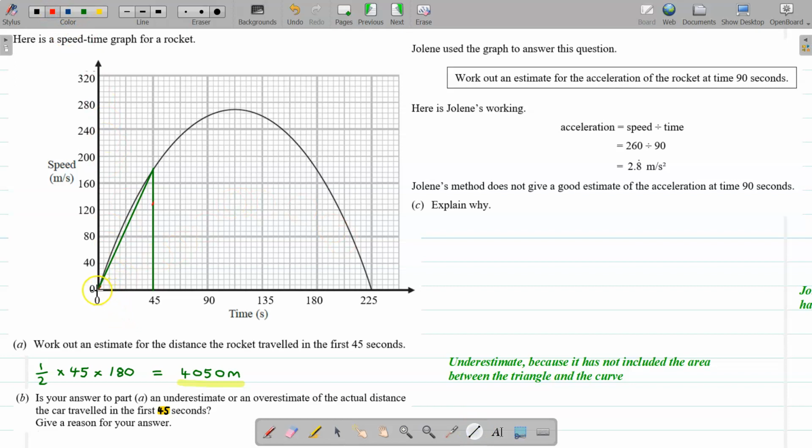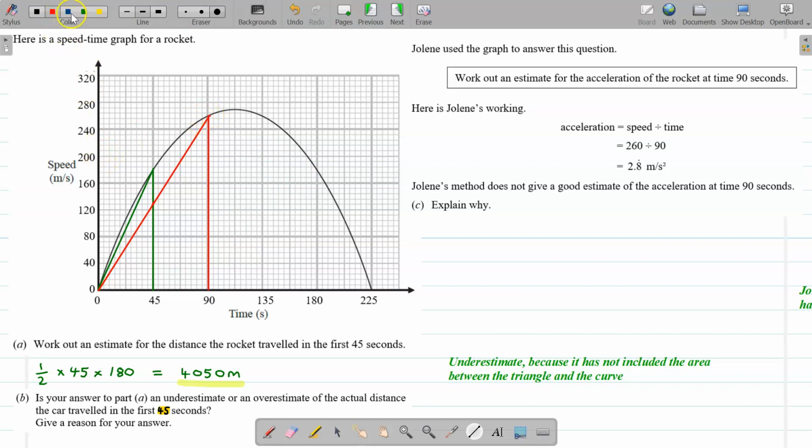Okay, so if I were to draw a straight line from 0 up to 90, okay, that has a height of 260, and she's divided it by 90 to get the gradient of that red line. Okay, but that isn't the answer to the question because they want the acceleration at 90 seconds. So that means the steepness or gradient of the line at 90 seconds.